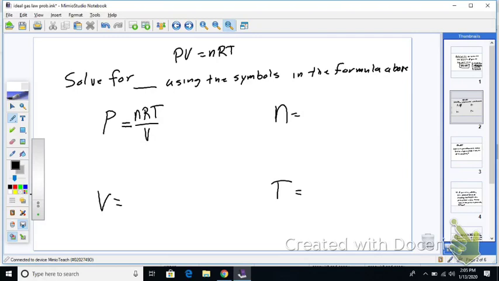So volume measures space taken up. How much space is taken up by the gas? Moles are counting all those particles in there. So if you've got moles, you're counting all the particles in there. All right? It represents how many you have. Kind of like a dozen is 12. A mole is a big number of particles.